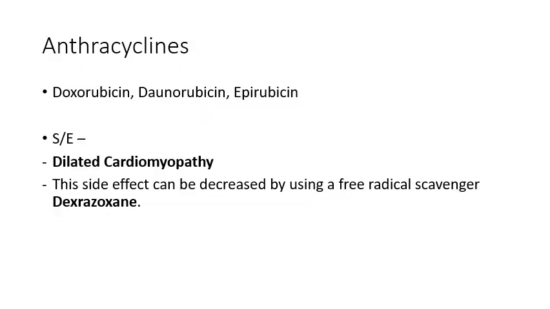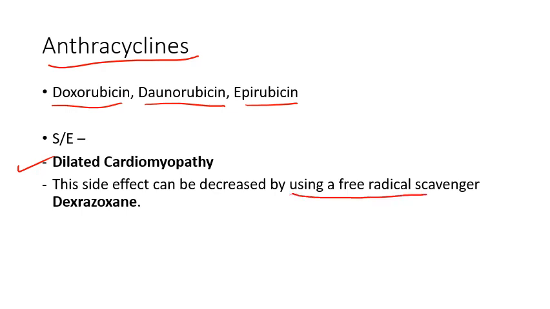The next group of drugs, that is anthracyclines, that is doxorubicin, daunorubicin, and epirubicin, their very important side effect is dilated cardiomyopathy. This side effect can be decreased by using free radical scavengers like dexrazoxane and alpha tocopherol.